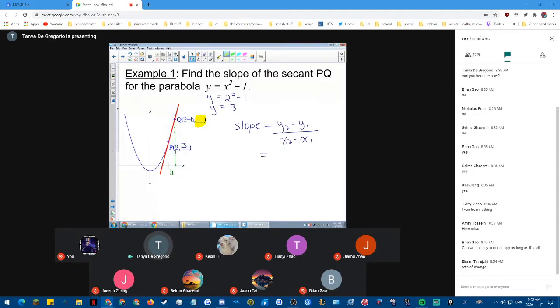So whenever you want to know a y value, what do we do? We have a function, we have an equation, we know this curve, we have it. So if I want to know what the corresponding y value is, I just sub in that. So that's what I'm going to do here. I'm going to sub in the x value. So my x value is 2 plus h. So that's what I need to sub in. So it's 2 plus h all squared minus 1. That's my y2. Minus 3, we found that out, nice and easy. All over 2 plus h, that's my x2, minus 2.